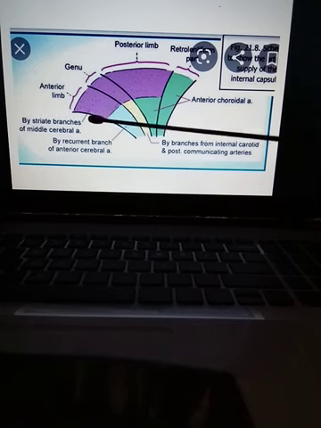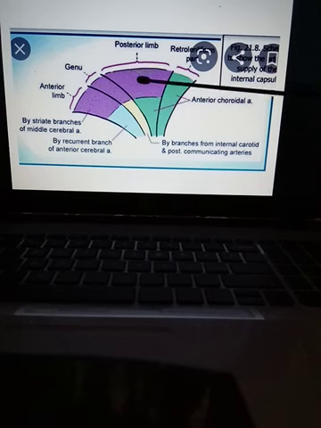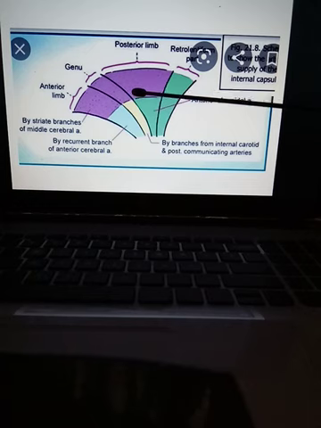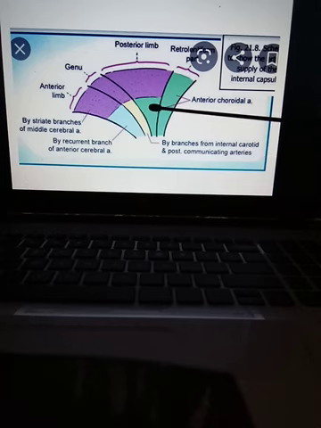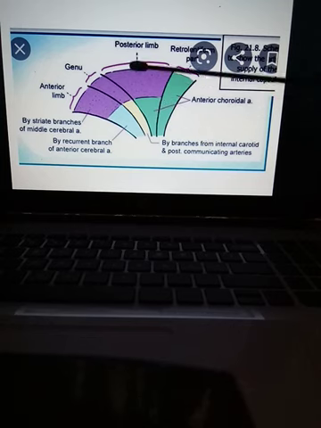Then you have the lower part. The upper part of the anterior limb, genu and the posterior limb is supplied by the medial and lateral striate branches of the middle cerebral artery. The lower part of the anterior limb is supplied by the recurrent branch of the anterior cerebral artery. The middle part by branches from the internal carotid and the posterior communicating artery. Then the lower part of the posterior limb by the anterior choroidal artery. Retrolentiform and sublentiform parts also by the anterior choroidal artery. This was the blood supply.